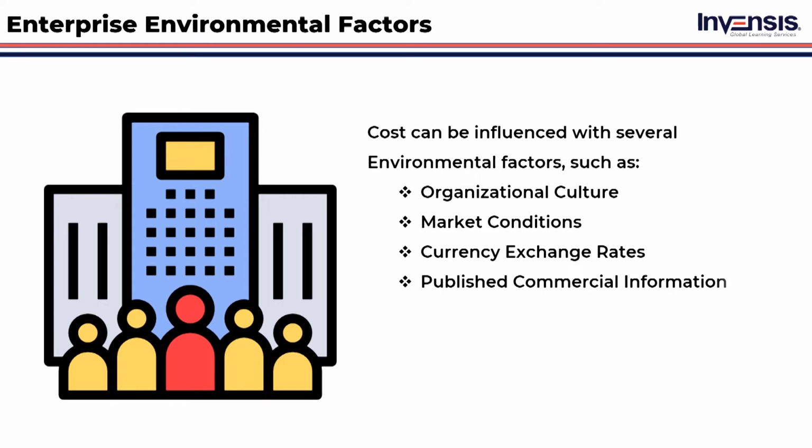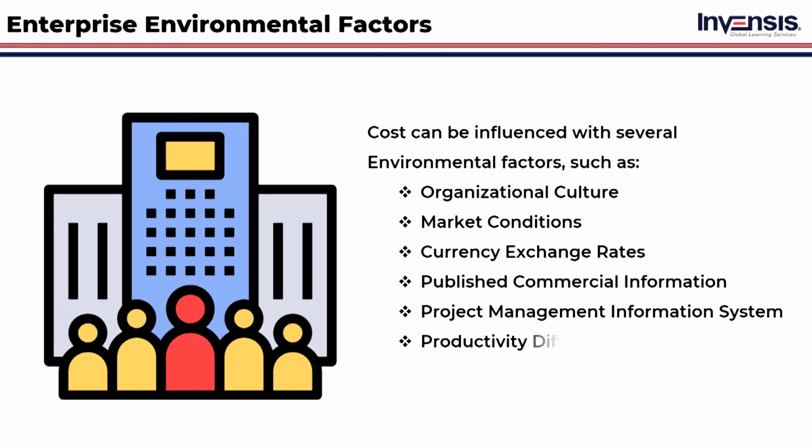Published commercial information. Commercial databases that track skills and human resource costs and give standard rates for material and equipment frequently provide published commercial information such as resource cost rate information. Project Management Information System. This system will provide all available alternative possibilities for managing the cost. This is used as the inputs for planning the cost management. Productivity differences. Productivity differences across regions of the world can have a significance.